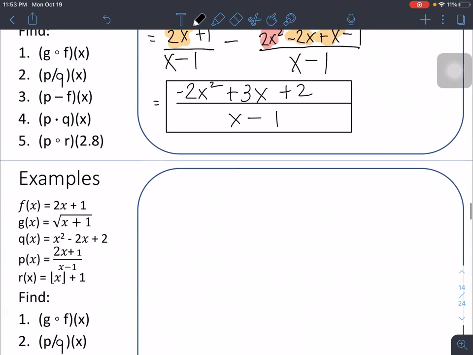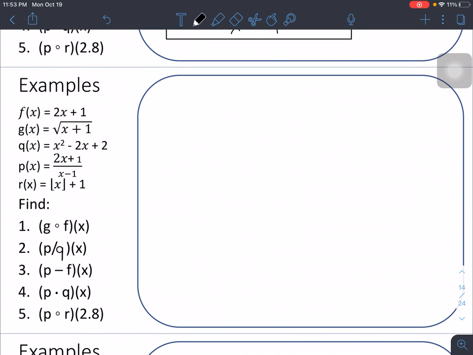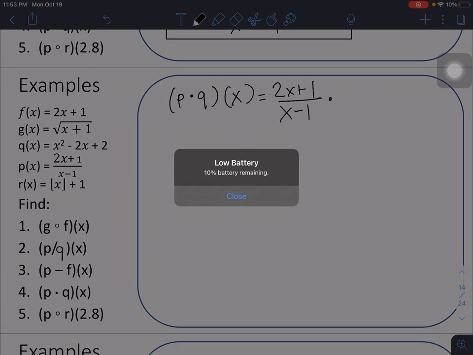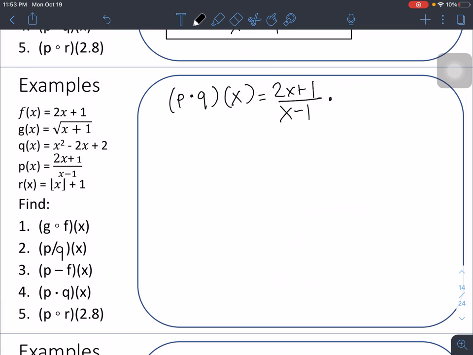Okay, next one, p multiplied by q. So p multiplied by q, so I have p multiplied by q of x. So I just need to multiply 2x plus 1 over x minus 1 multiplied by q, which is x squared minus 2x plus 2.